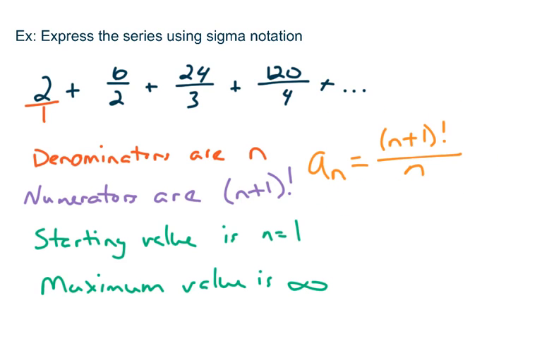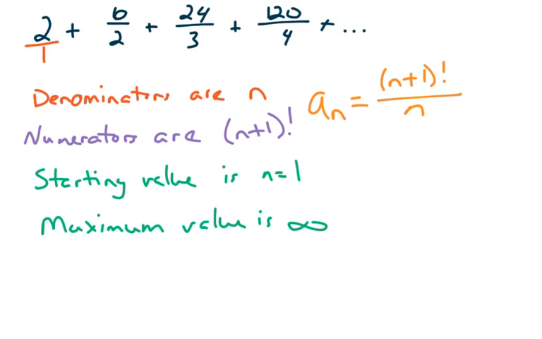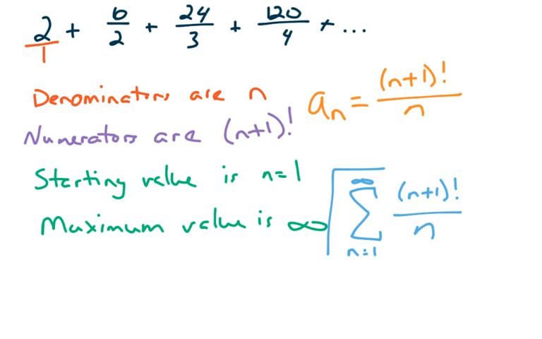Now that we have all the vital pieces of information, let's write it in sigma notation. Let me switch to blue here. Oops, I'm almost out of space. So we're going to have sigma from n equals 1 to infinity of our general form. We're not going to say a sub n, since we know what a sub n is equal to. So we're going to have n plus 1 factorial over n, and that right there is your final answer.